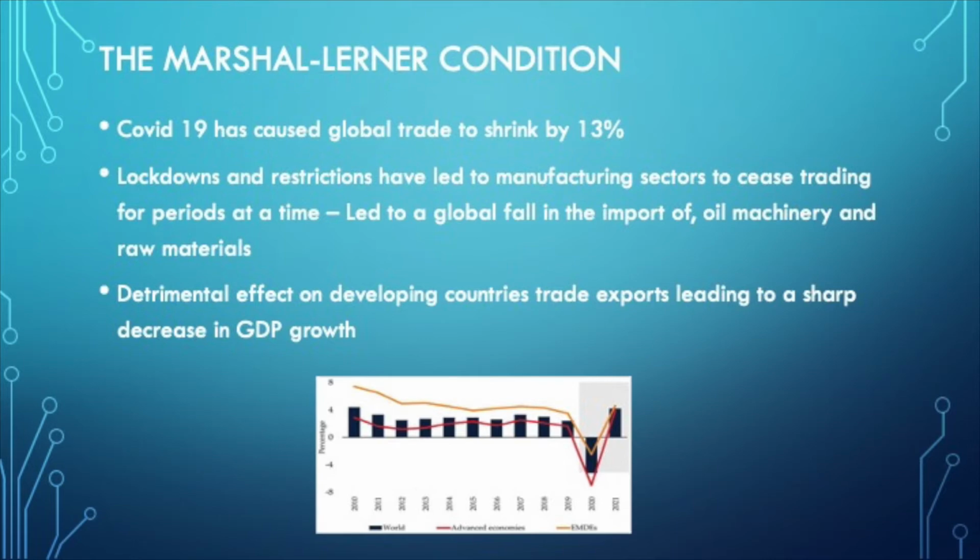COVID-19 caused global trade to shrink by 13% in 2020. This is a larger decrease than in World War II. Due to the lockdowns and business restrictions around the world, trade has fallen and manufacturing sectors had ceased. This has in turn led to the global fall in import of raw materials, oil and machinery.